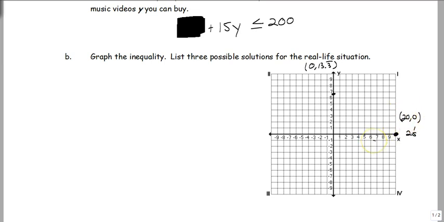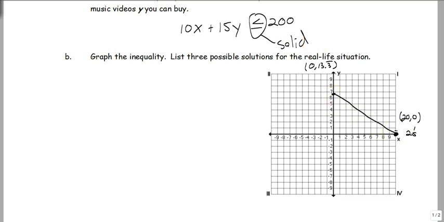I'm going to graph this line. Do I want to go anything higher or lower than these points? No. I'm not going to graph over here. Can I have negative music videos or negative CDs? I'm not like trading in CDs here. So I also look at my inequality and notice that I have a solid line because of this. It's going to give me a solid line. So my graph will look something like this.